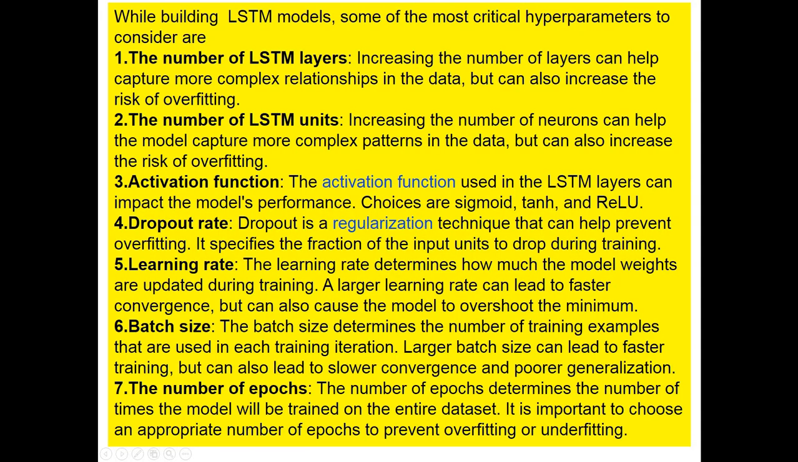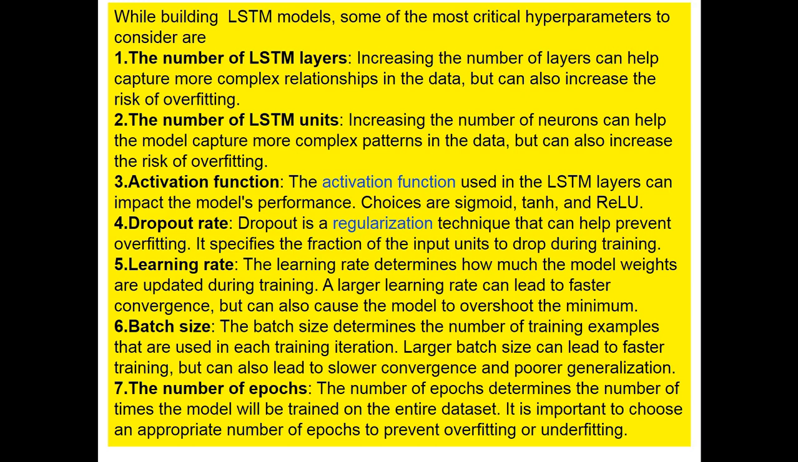Now, while building any LSTM model, some of the most critical hyperparameters to be considered are: number one, the number of LSTM layers. You cannot simply randomly choose the number of LSTM layers. A large number of layers can help capture more and more relationships in the data, but can also increase the risk of overfitting. The second one is the number of LSTM units, like units equal to 50. Increasing the number of neurons can help the model capture more complex patterns in data, but can also increase the risk of overfitting.